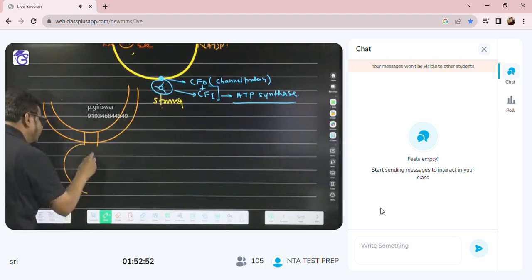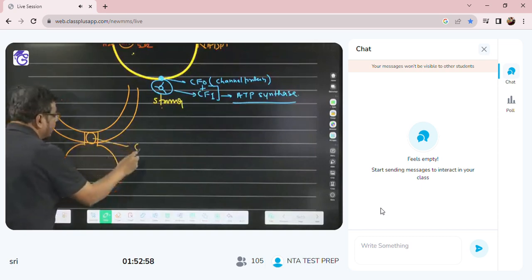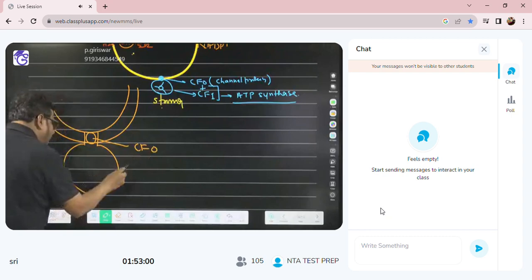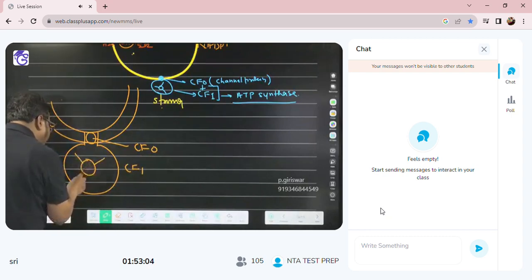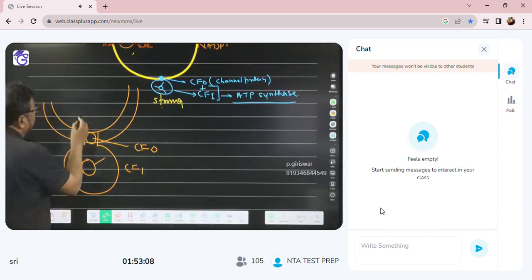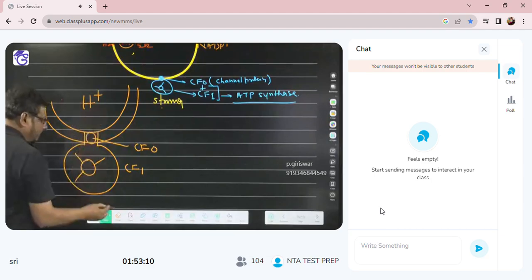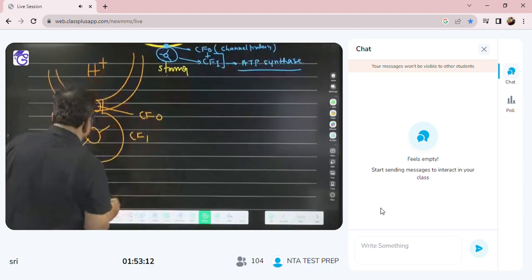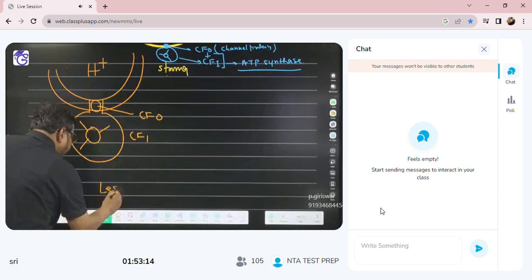This is CF0. This is CF1, and here is a part of CF1. Are you getting the things or not? Now what happened? Here there are more protons. Just try to understand by this diagram. Here there are fewer protons.